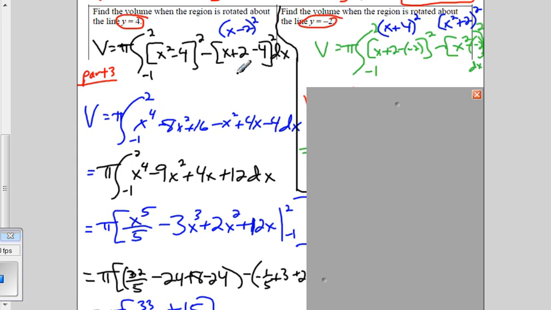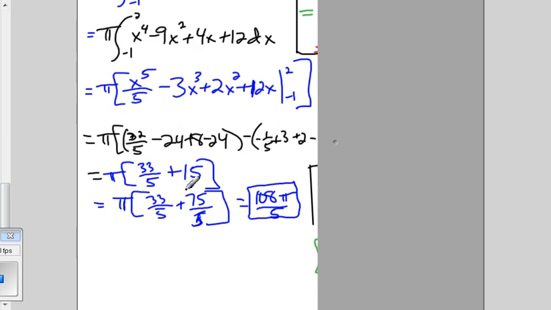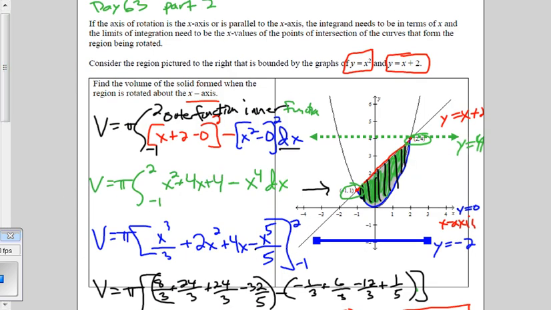So this part is setting up the calculus. This is algebra simplifying, and then this is the fundamental theorem of calculus. Then we go through and continue to simplify. We could be done here, but we get volume equals 108 pi over 5. Okay, let's do the other problem.